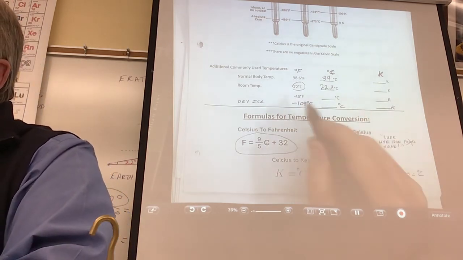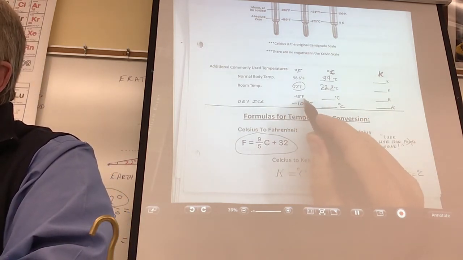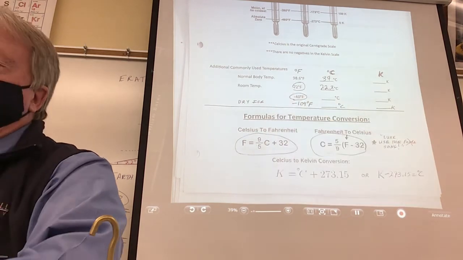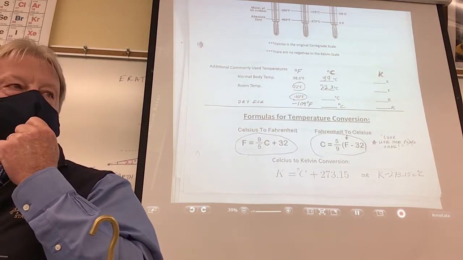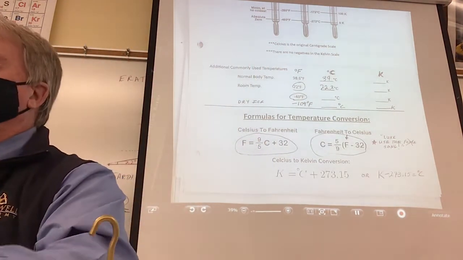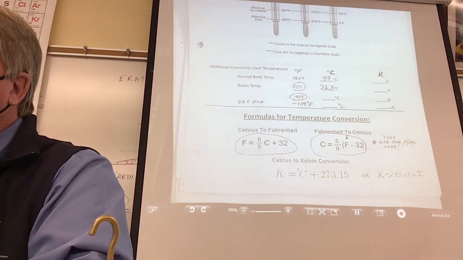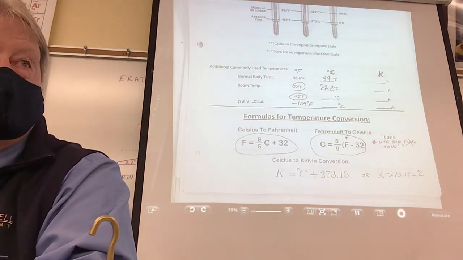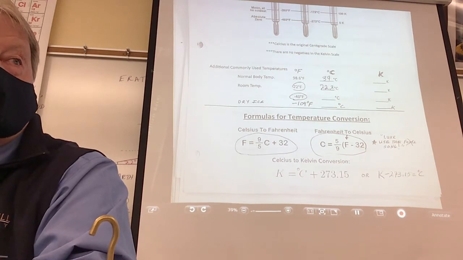Okay, now let's do this one. Why in the world would you pick minus 40? I don't know. Let's try it. Pick minus 40, and minus 40 Fahrenheit equals what in Celsius? Let's try it. Did you put it in the calculator?